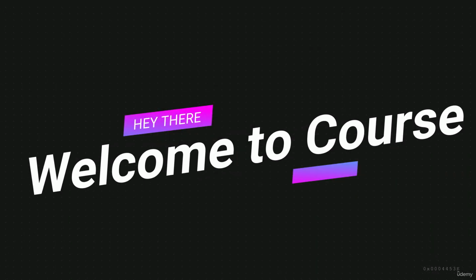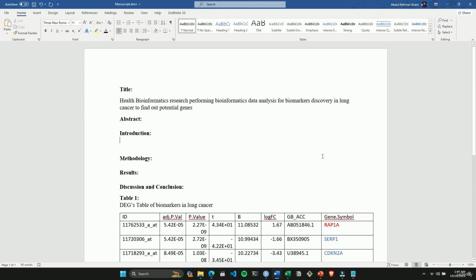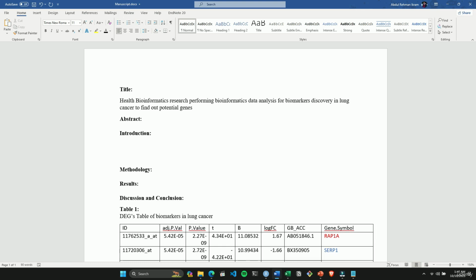So let's talk about the write-up of the paper, how you are going to change all this analysis into a proper research paper. So first of all, in the research paper, you need the introduction. In the introduction, you need 3 paragraphs.